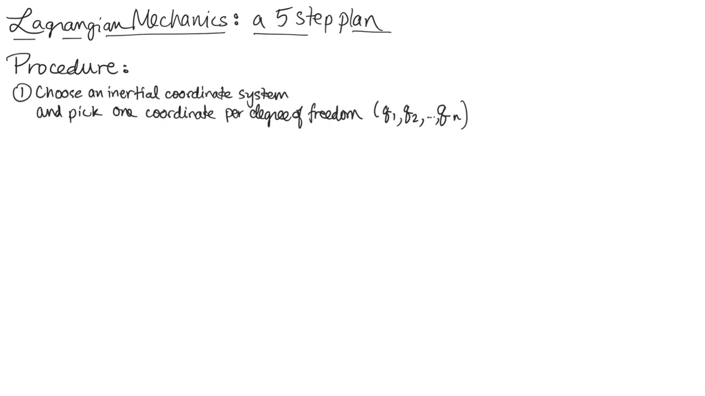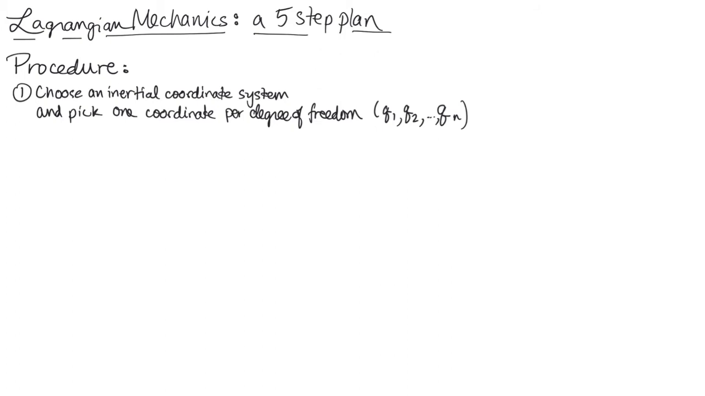First of all, choose an inertial coordinate system. When you write down the coordinates of an object in your system, you must reference those coordinates to an inertial frame. In other words, pick an origin that is not accelerating. Typically we're going to choose an origin that's at rest, that defines a rest frame. Then once you've done that, you have to pick one coordinate per degree of freedom in the system. In other words, if there's a way that the system can move independently from other motion, then there needs to be an associated coordinate for that direction. We'll talk more about that in detail and show some practical examples.